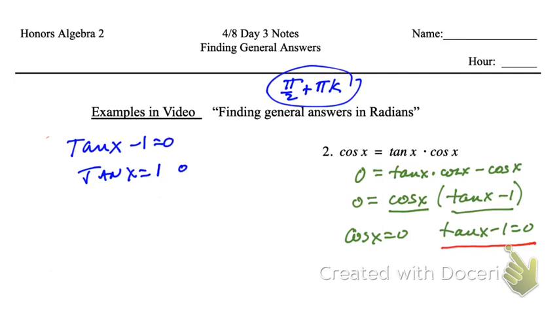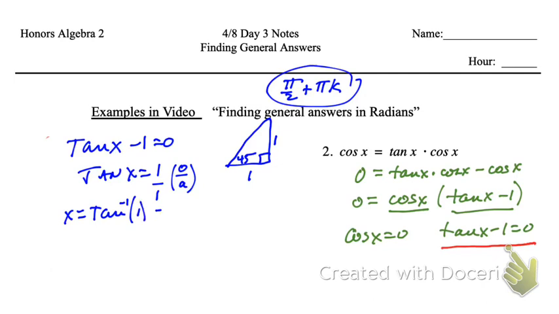So again, that's an opposite over adjacent there of 1 over 1. Where does that happen? Can you tell me before I write it in here? 45. Opposite of 1, adjacent of 1. So if we were to type in our calculator, inverse tangent of 1, the calculator would say 45.